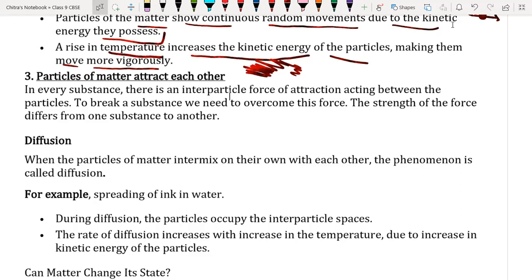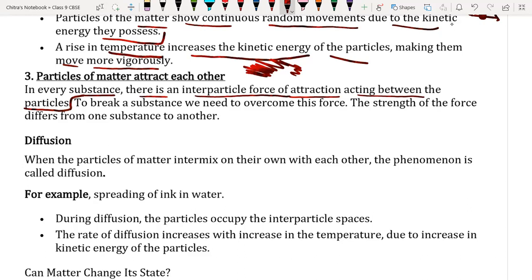So let's discuss from the notes. In every substance, there is an interparticular force. It is also called intermolecular force of attraction or interparticular force of attraction working between the particles. If it is between the particles, we say interparticular force of attraction. If it is between molecules, it is called intermolecular force of attraction. If it is between ions, it is called electrostatic force of attraction.